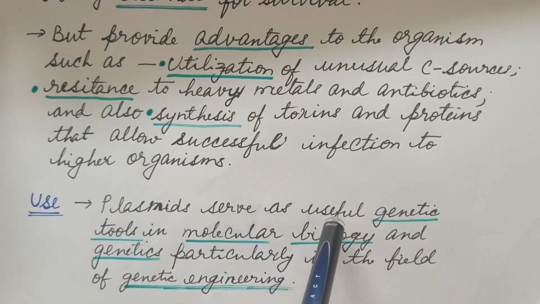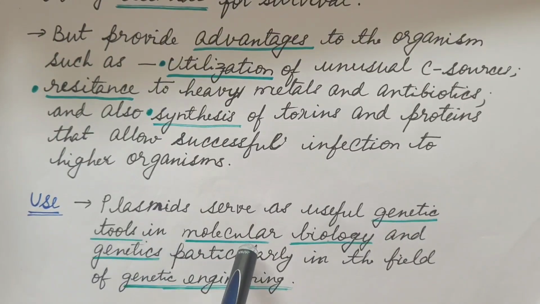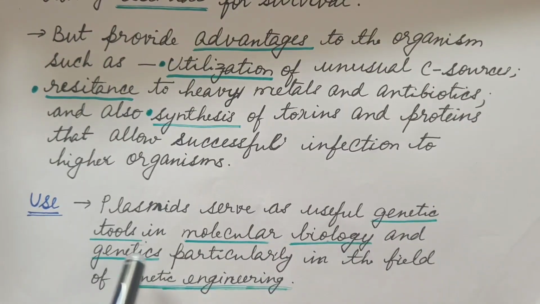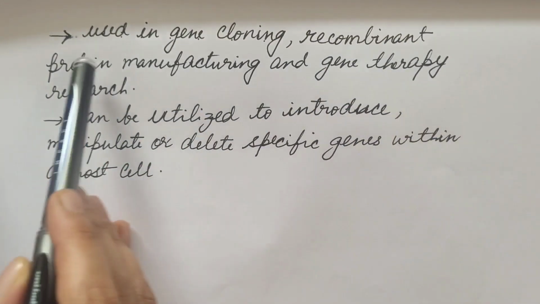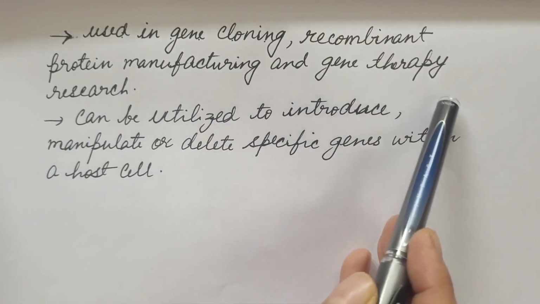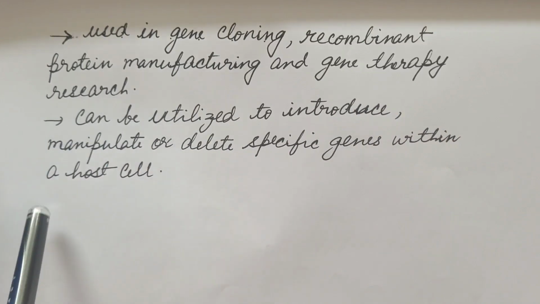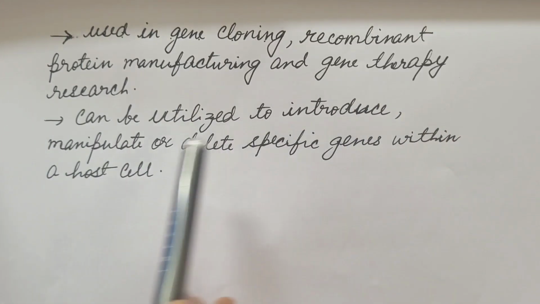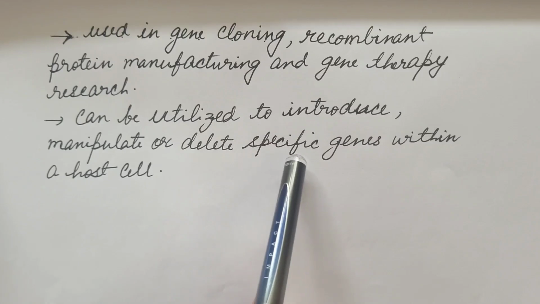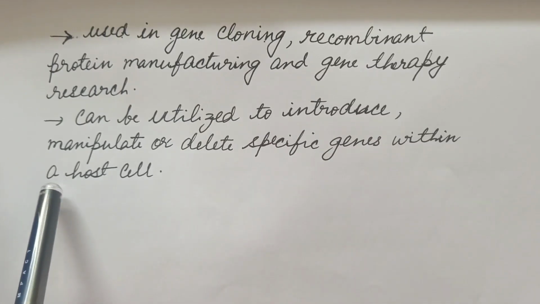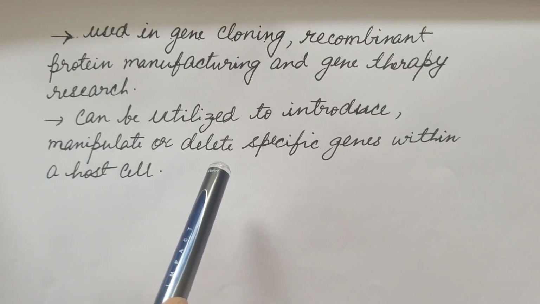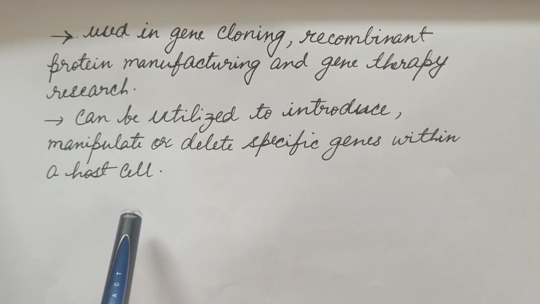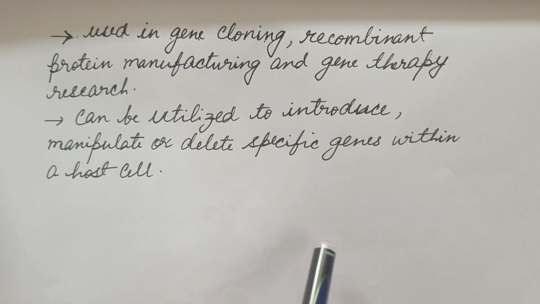Now the use of plasmids. Plasmids serve as useful genetic tools in molecular biology and genetics. These are used in gene cloning, recombinant protein manufacturing and gene therapy research. These can be utilized to introduce, manipulate or delete specific genes within a host cell. So these points we will discuss in detail in recombinant DNA technology video.